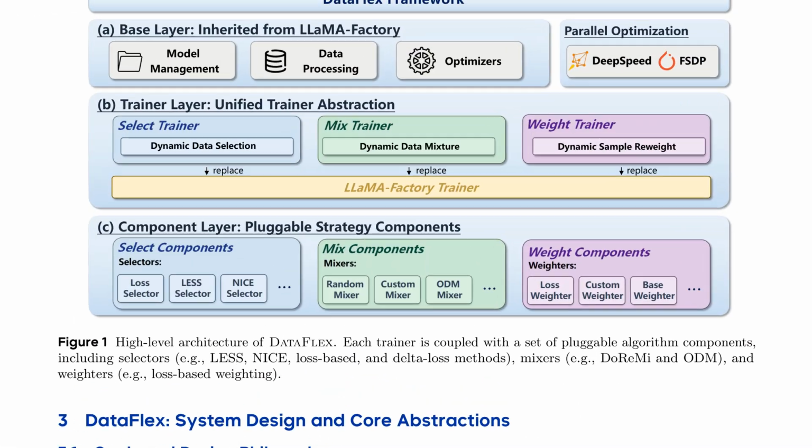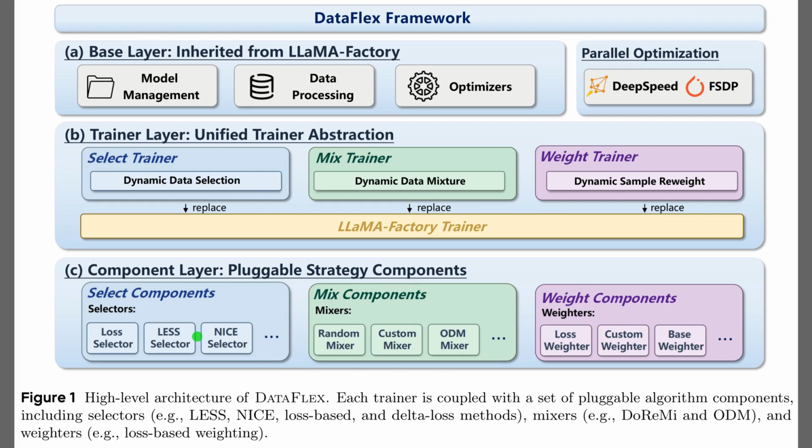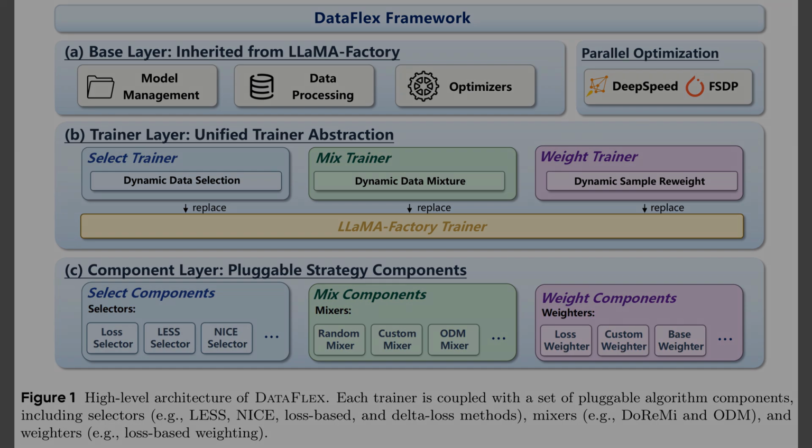Alright, Figure 1 breaks down the high-level architecture of the DataFlex framework. This system uses a modular design, starting with a base layer inherited directly from LLaMA-Factory, which handles standard tasks like model management and parallel optimization. Above that, the trainer layer introduces specialized select, mix, and weight trainers that seamlessly replace the default LLaMA-Factory trainer. Finally, the component layer provides pluggable strategies, allowing researchers to easily drop in specific algorithms for selecting, mixing, or weighting data without rewriting the core training loop.